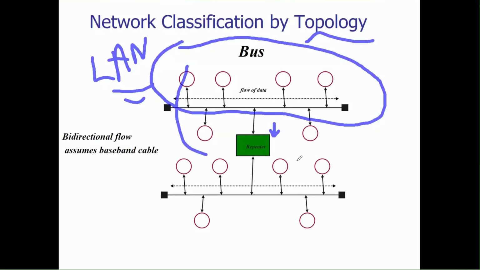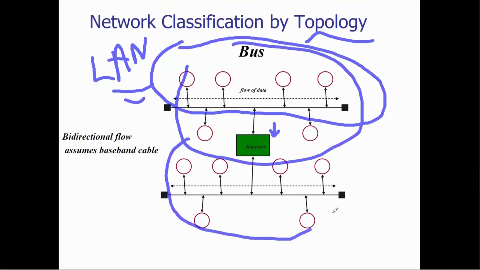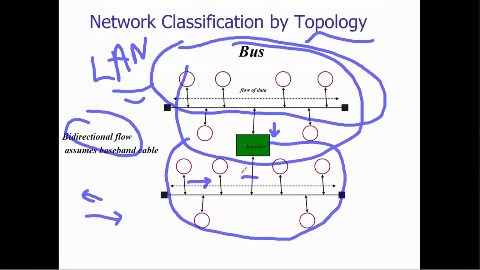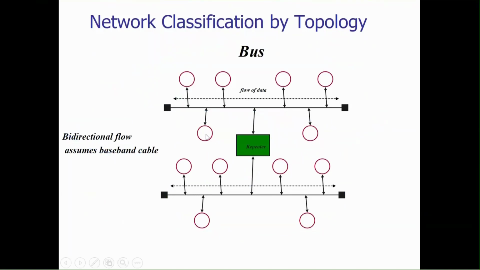This is one bus, bus 1. This is bus 2. Typically bi-directional flow. Bi-directional flow means I could go in both directions, so I could go this way or I could go this way. Okay, obviously, what could happen in a bus? What could happen when I'm sending and receiving?